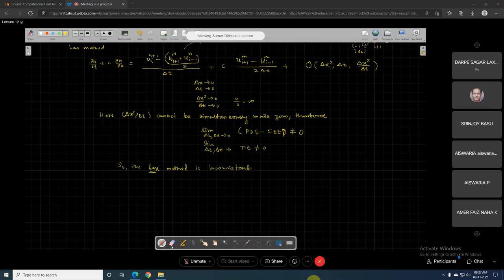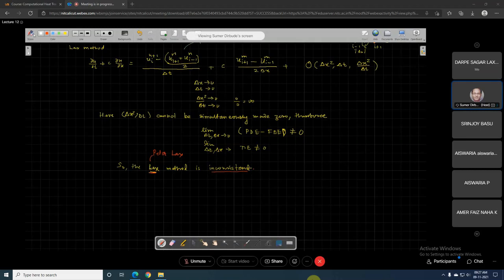This Lax is a very well-known figure in numerical methods. He is a mathematician. His name is Peter Lax. His name will appear again. Okay, so this scheme is inconsistent.